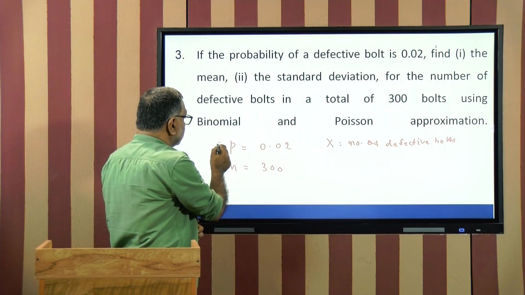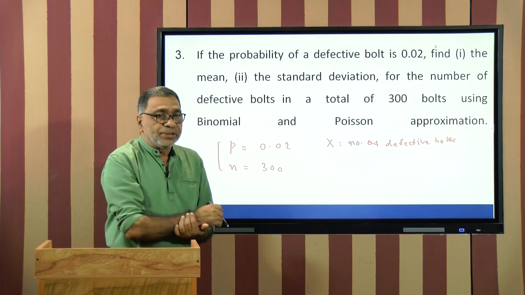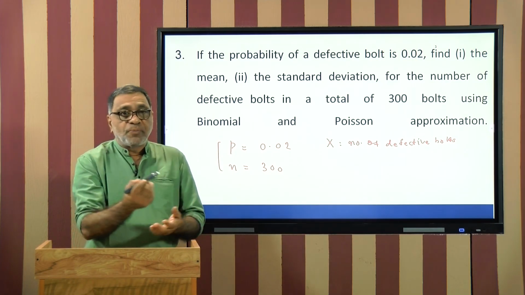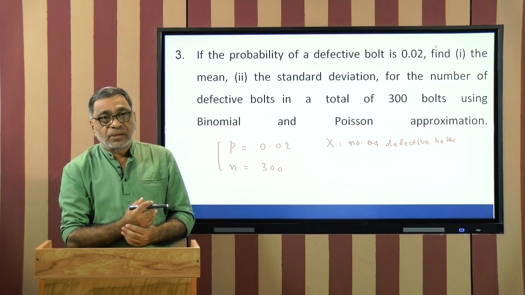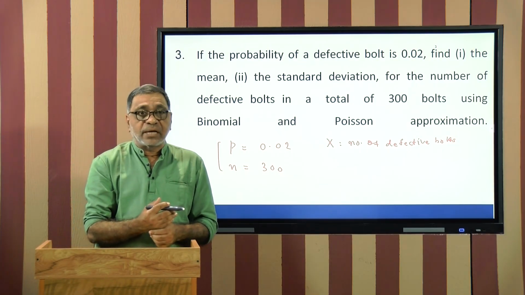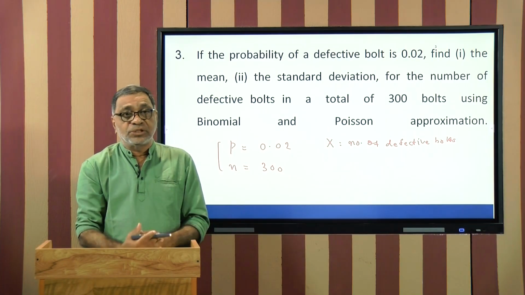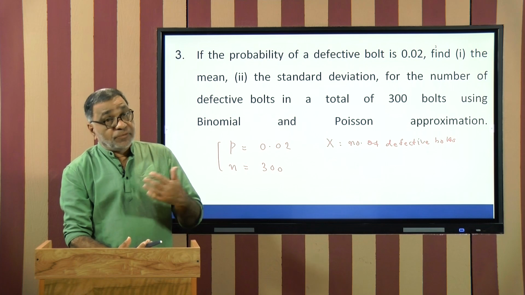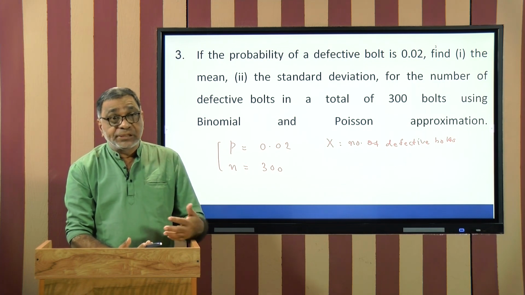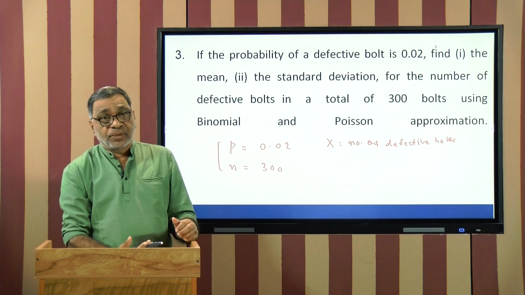Just look at the value, the probability 0.02. You can treat that as a very small number, while comparing, the value of n is large. So we can use the Poisson approximation, and we can also do this problem using the binomial distribution.